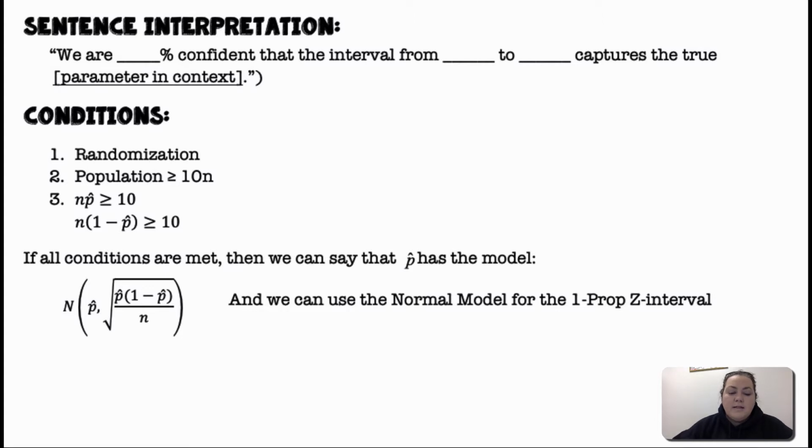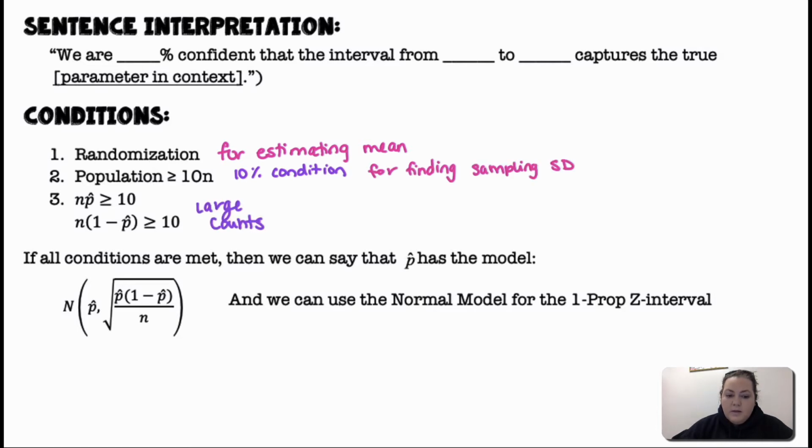The conditions that we're checking are randomization, the 10% condition where the population has to be greater than 10 times my sample, or n has to be less than 1/10 of my population, and then the normal condition or large counts: n times p has to be greater than or equal to 10, and n times 1 minus p has to be greater than or equal to 10. All right, so randomization is for estimating the mean.